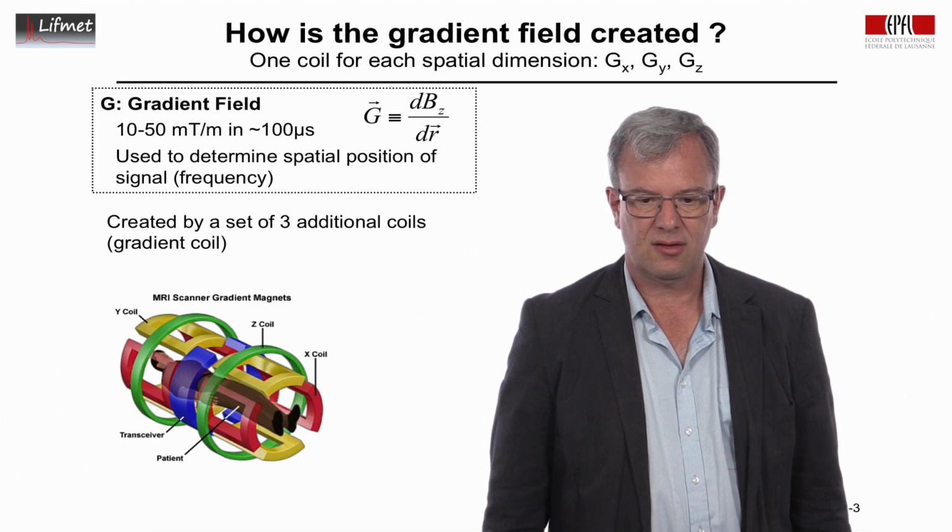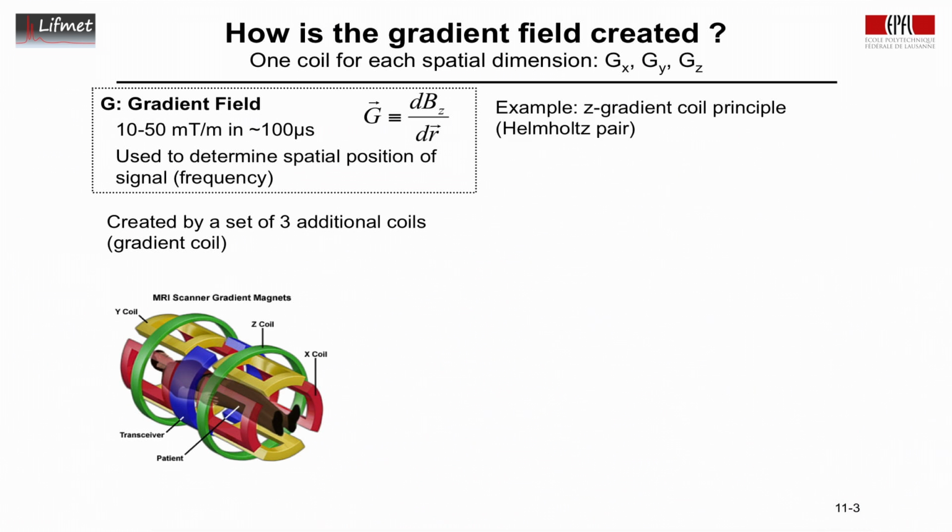In blue here you have also the RF coil indicated, and the subject is now lying here in this scheme inside the magnet. To give us an idea how this is achieved, we'll take the Z gradient coil principle and use the Helmholtz pair. First, we have a ring current that's rotating in this sense, counterclockwise. And then at a certain distance we have a ring current of the same structure, same diameter, but now the current is rotating in the opposite direction.